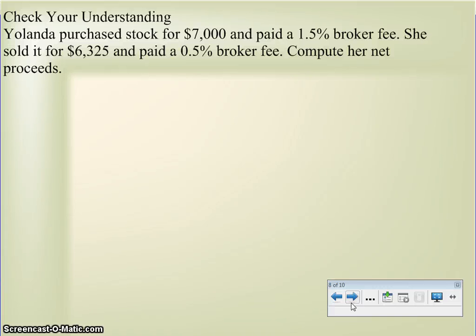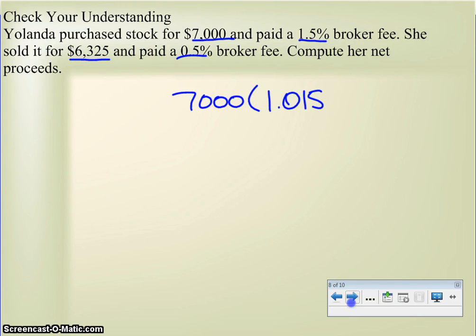Okay, Yolanda purchased stock for $7,000 and paid a 1.5% broker fee. She sold it for $63.25 and paid 0.5%. What were her net proceeds? So in this case, we're going to take the $7,000 and multiply it by 1.015, which is the 1.5% fee plus the 100%, and we found that she paid $7,105.